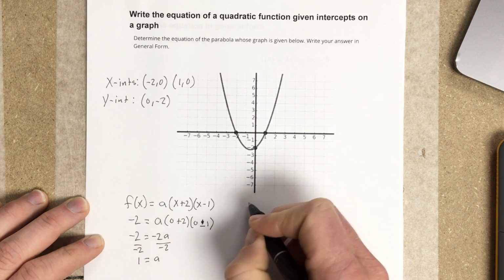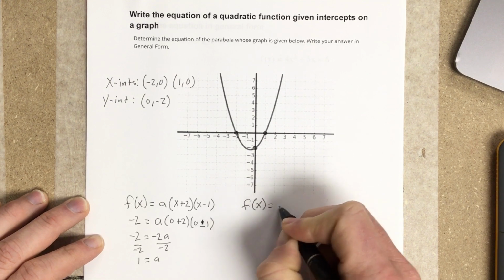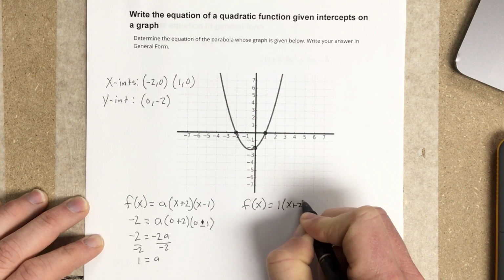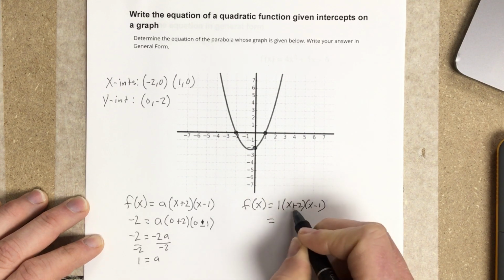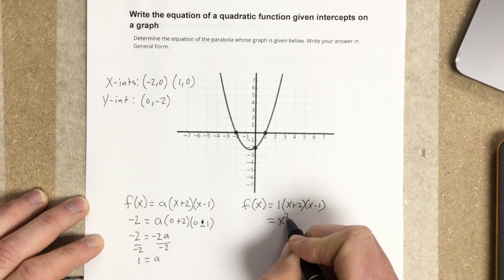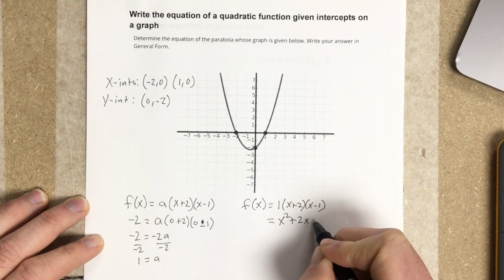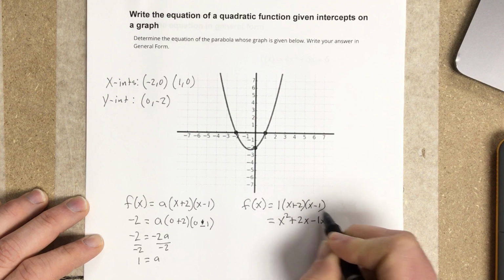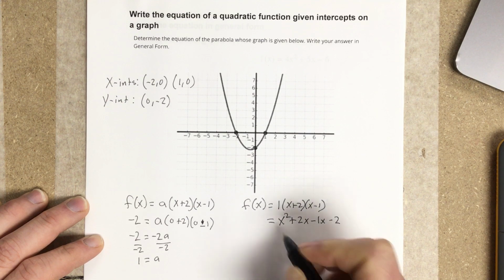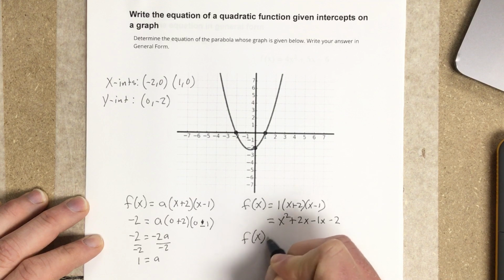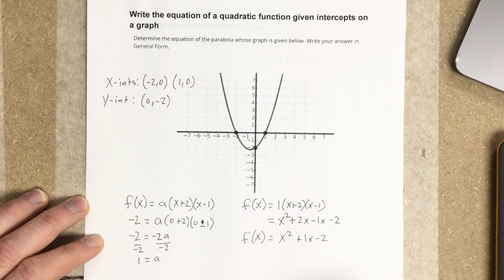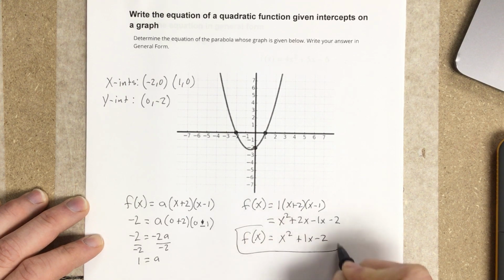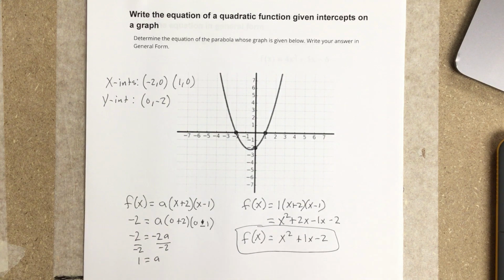Let's take this, plug it back in. So we have f of x equals 1(x plus 2)(x minus 1). Now obviously the 1 doesn't need to be there, so we can just distribute it in here, and we get x squared plus 2x minus 1x minus 2, which gives us f of x is equal to x squared plus 1x minus 2. So that's how you use your x-intercepts and your y-intercepts to write the general form for a quadratic.